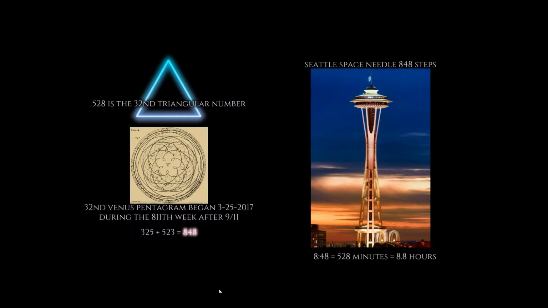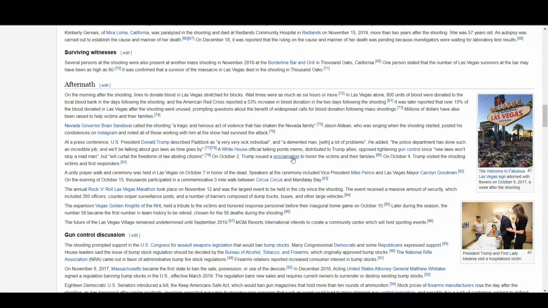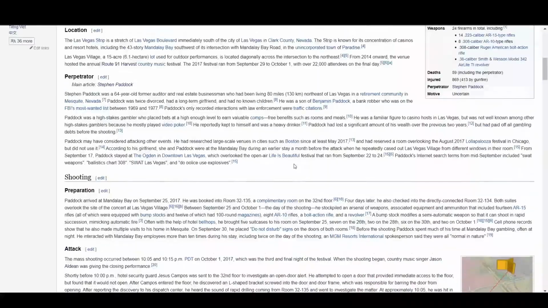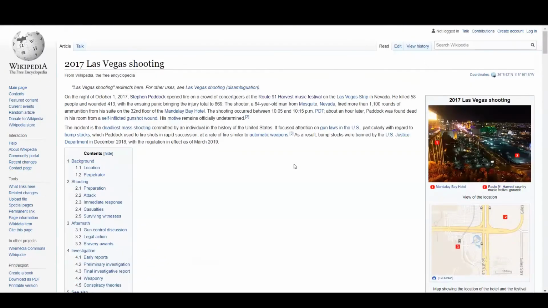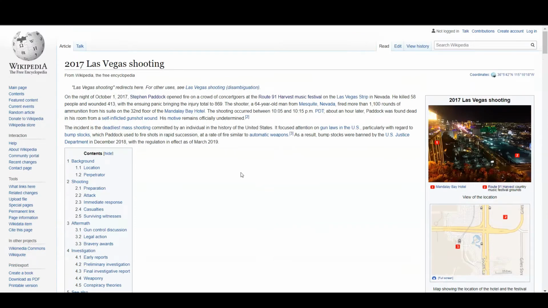One more thing with the 32 I want to show you: a ritual to the number 32 with the 2017 Las Vegas shooting. We're talking about Revelation 21 here as well. On October 1st, 2017, we had the Route 91 Harvest Festival shooting, and the shooter was on the 32nd floor of the Mandalay Bay Hotel.